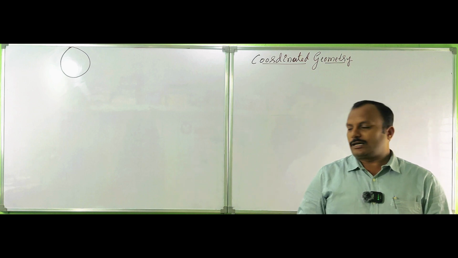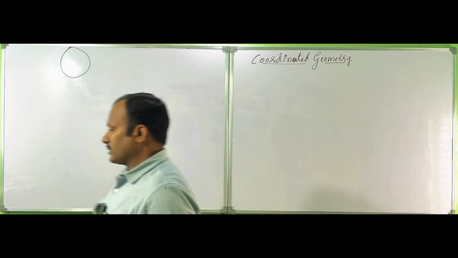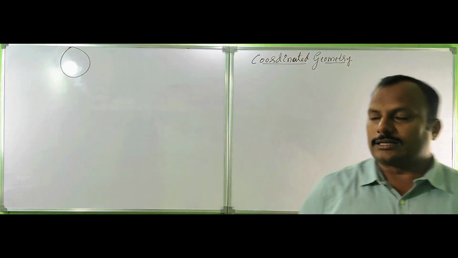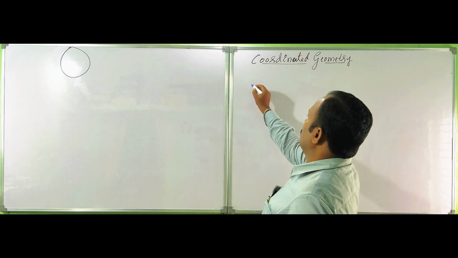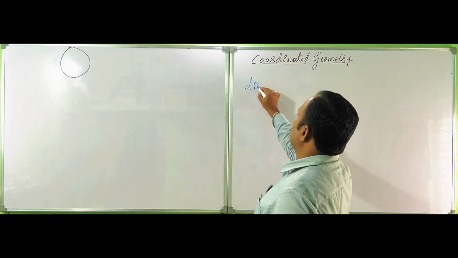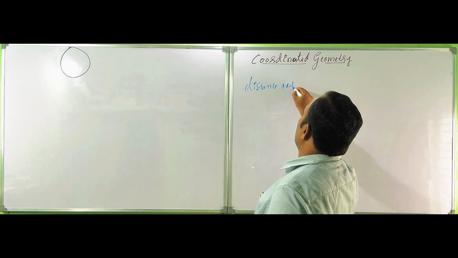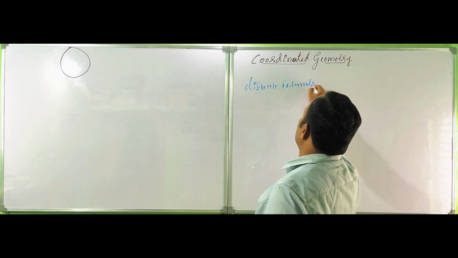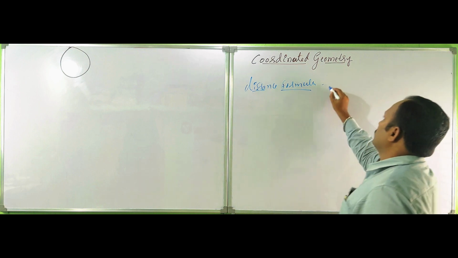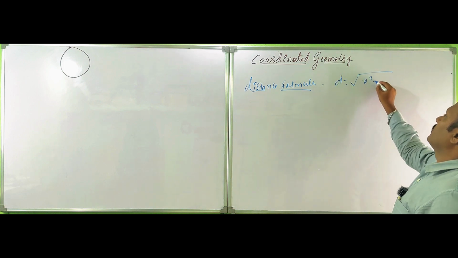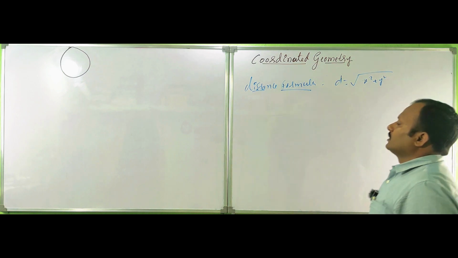This is the continuation of yesterday's class on coordinate geometry. Yesterday we discussed the distance formula and the section formula. The distance formula is d equals the square root of (x2 minus x1) squared plus (y2 minus y1) squared.